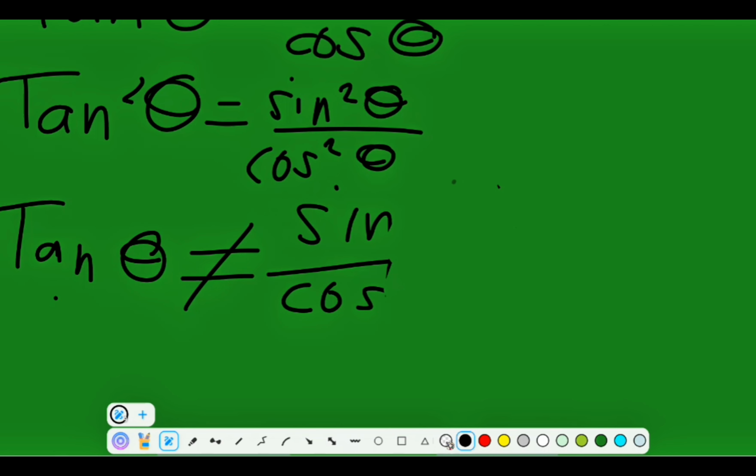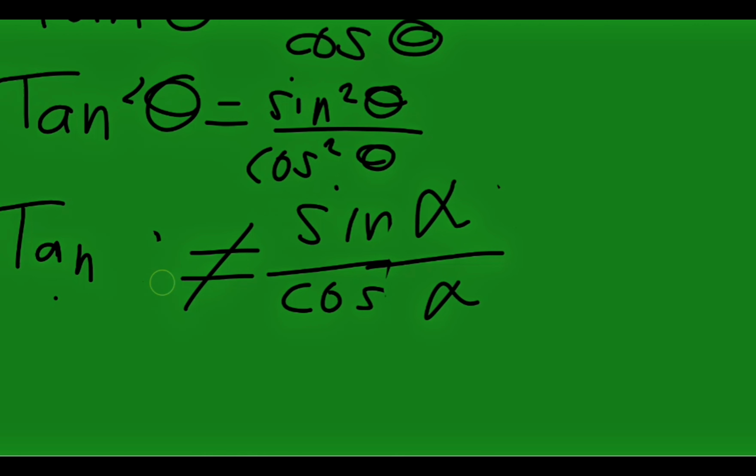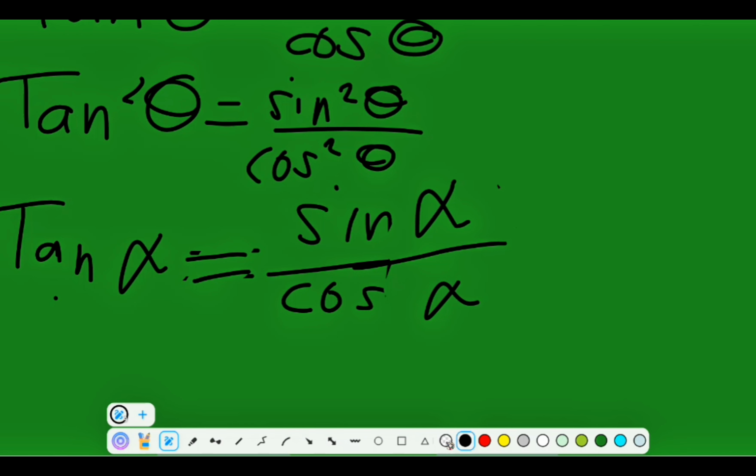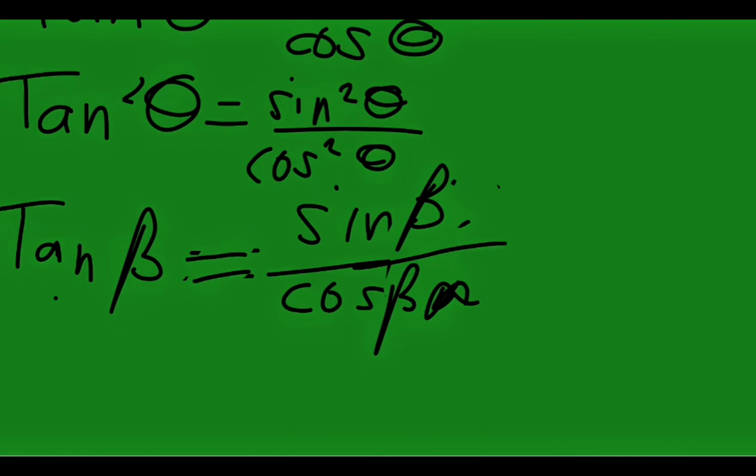It can be alpha over alpha. Sine alpha over cos alpha can give us tangent alpha. We have no problem with that. Tangent alpha is equal to sine alpha over cos alpha. Tangent beta is equal to sine beta over cos beta. What I'm truly saying here is the angles must be exactly the same for this to work. That's the most important thing about quotient identity. You're going to use it a lot in the 11th grade and also in the 12th grade.